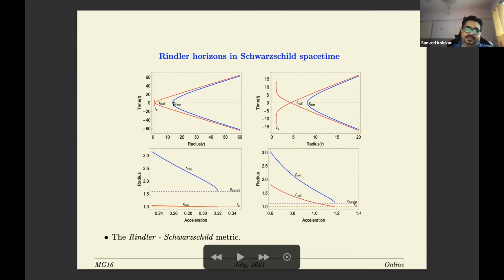So I have drawn here the Rindler trajectories, which are given here in blue in the upper two diagrams. And the red curves are essentially the Rindler horizons. So this is basically the future Rindler horizon, and this is the past Rindler horizon. So I have drawn these two particular pictures.